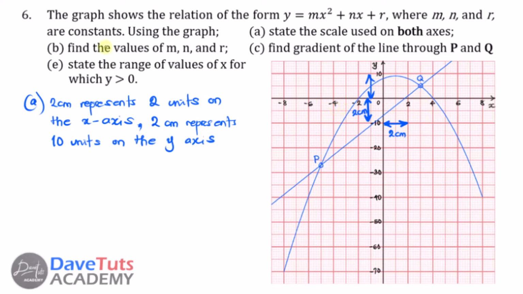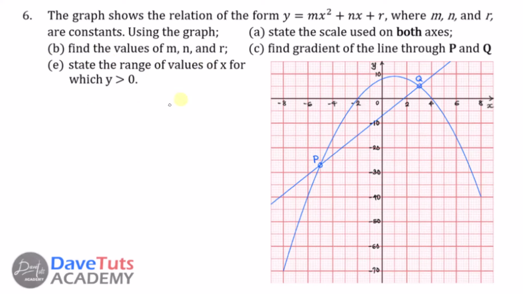Now I will clear my board to look at the second question, finding the values of m, n, and r, okay? So now in this second part of the question, this is where it gets interesting. We have to find the values of m, n, and r. If you look at this particular curve, we'll see that the curve is cutting the x-axis at -2 and 4, and that is where we regard as the roots of the equation, so that we can say x is equal to -2, or we can say x is equal to 4.